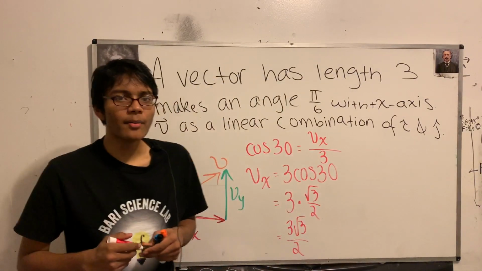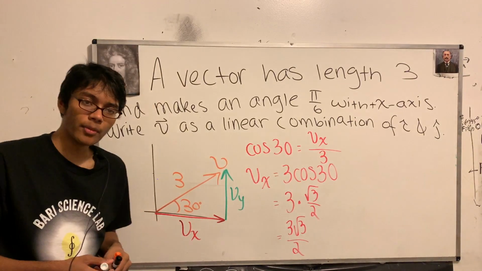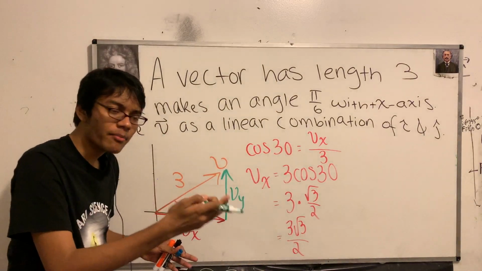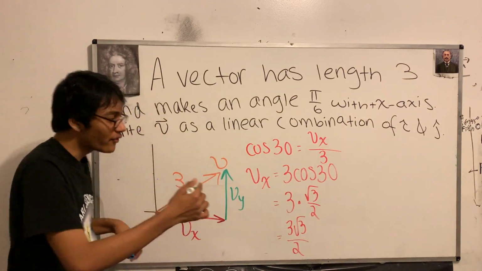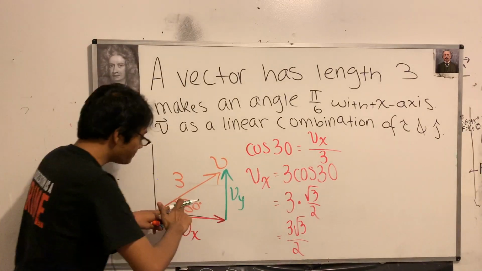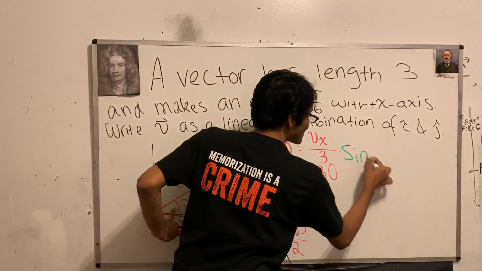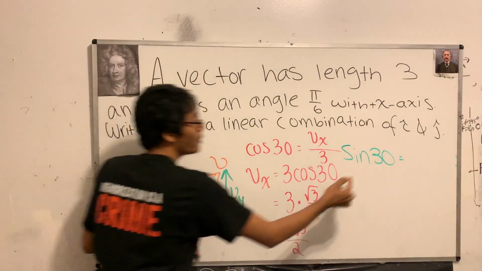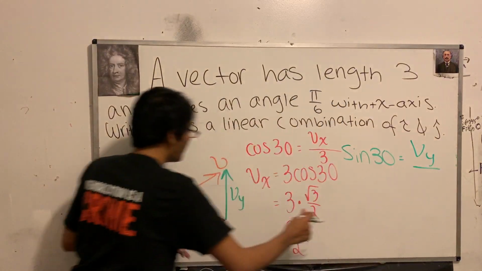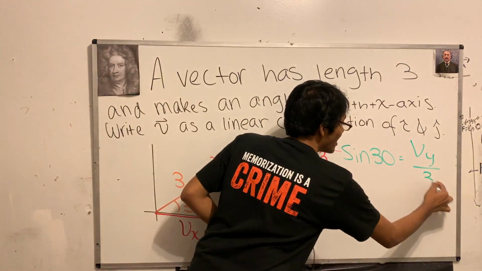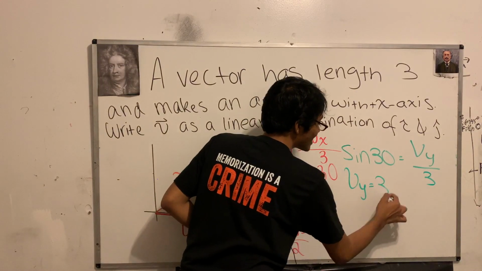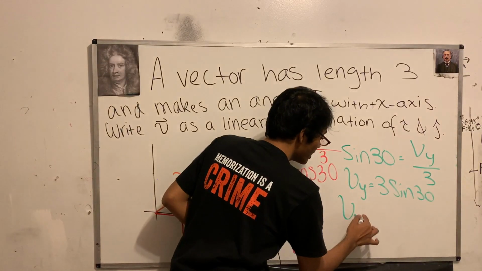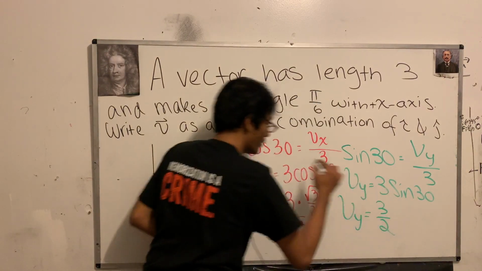Now what about the y component of our vector? How do you find the y component? Well, hopefully you figured it out. If I used cosine 30 for the x component, I'm going to have to use sine of 30 for the y component. And why is that? Sine of 30 gives me opposite, which is the vertical component, vy, over the hypotenuse, being 3. So that means my vertical component vy is going to be 3 sine 30. And of course, sine 30 is a half, so you're left with the vertical component as 3 over 2.